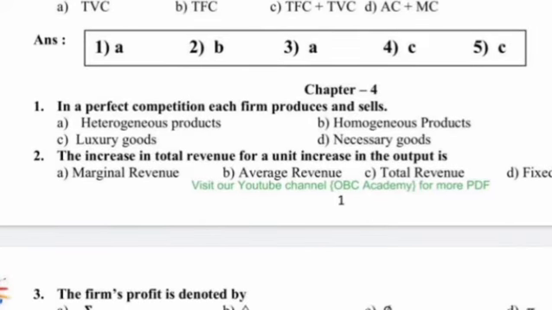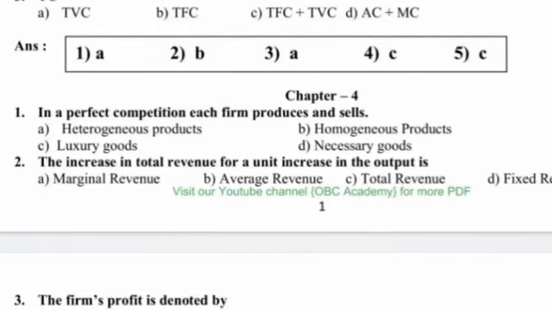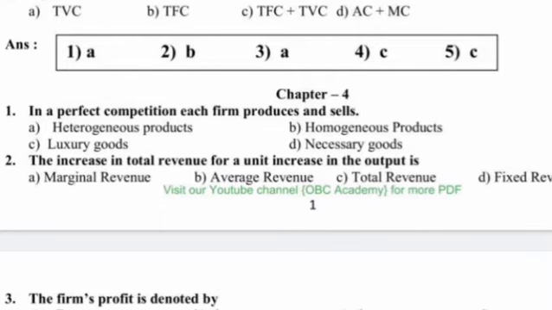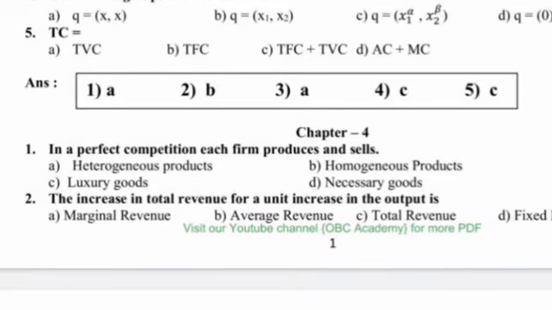Fifth one, TC is equal to option A, TVC; option B, TFC; C, TFC plus TVC; D, AC plus MC. The correct option is TFC plus TVC, that is total fixed cost plus total variable cost.